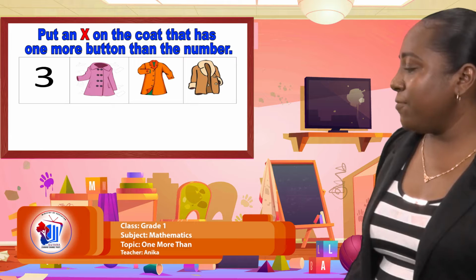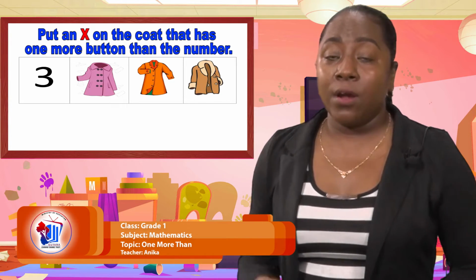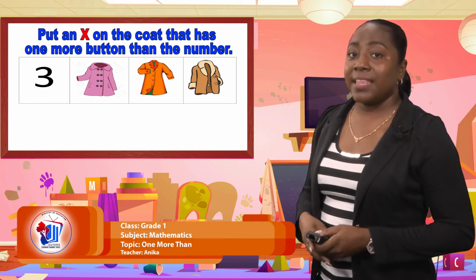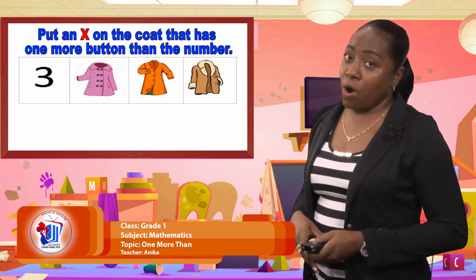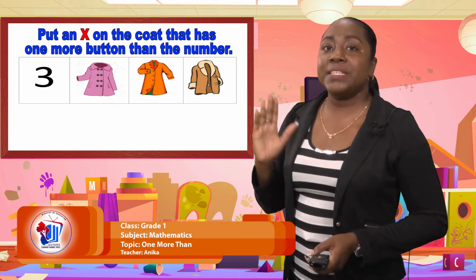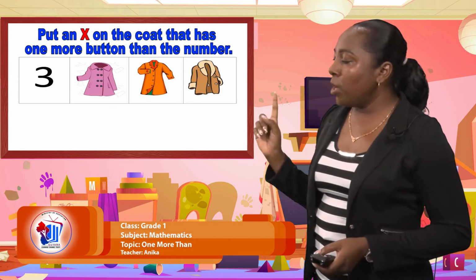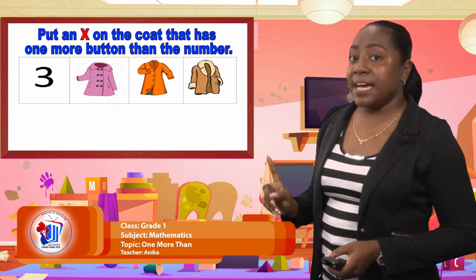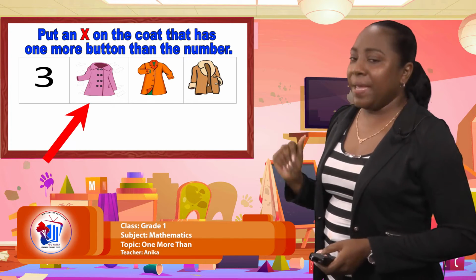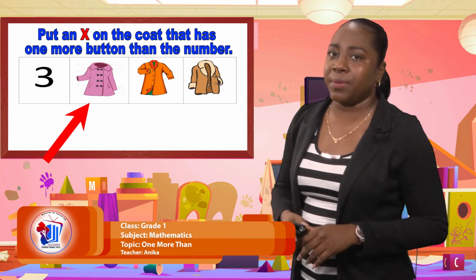This time we have some coats. Our number is the number 3, and we're looking for the coat that has 1 more than 3 in buttons. So we're going to put X, or we're going to identify the coat that has 1 more button than the number 3. So let's look at the first coat. The pink coat has how many buttons? I want you to count and then you're going to tell me.